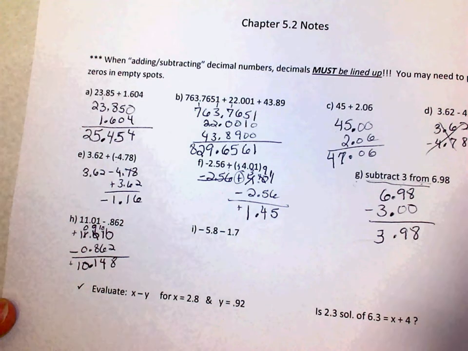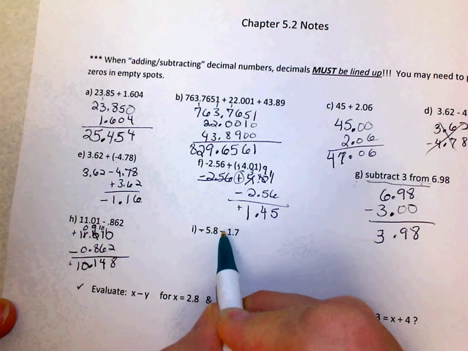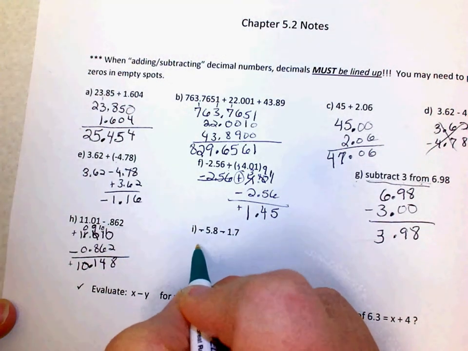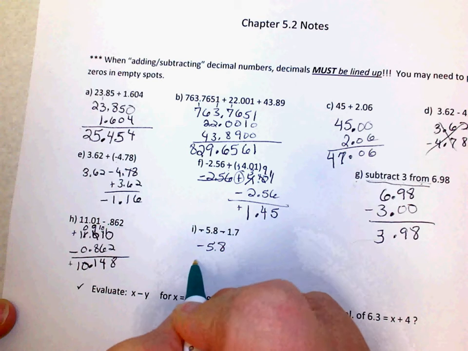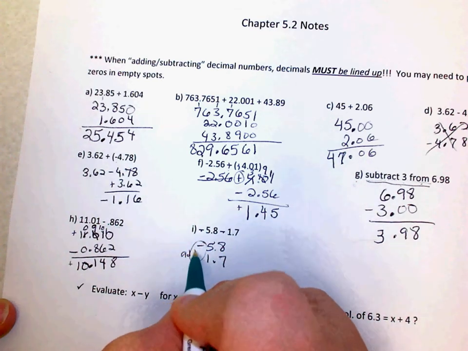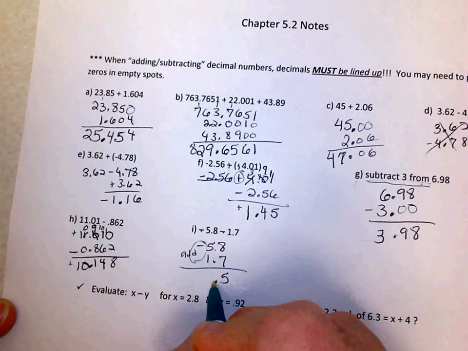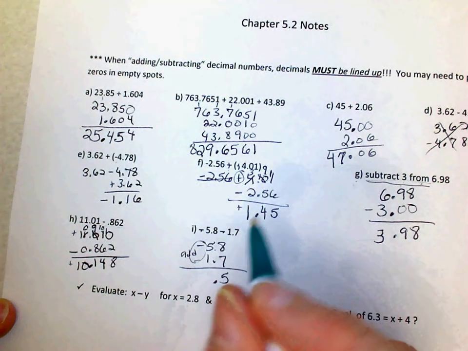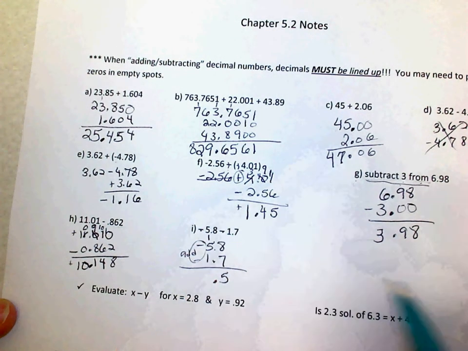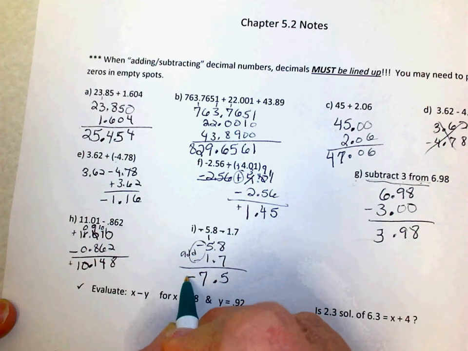I hope your head isn't spinning. Now, if you owe and you owe more, if you owe more, you have to add them. So negative 5.8 minus 1.7. If they're the same, you have to add them. So 8 plus 7 is 15. Carry the 5 down and the 1 up. And then 1 plus 5 plus 1 is 7. And our answer has to be negative.